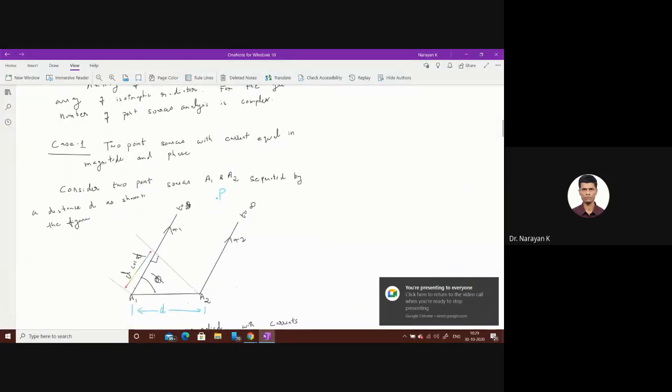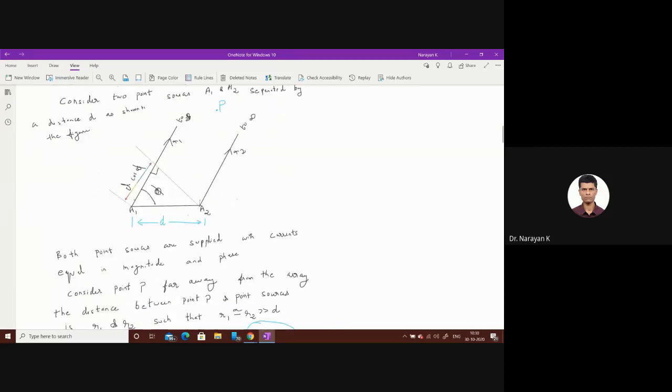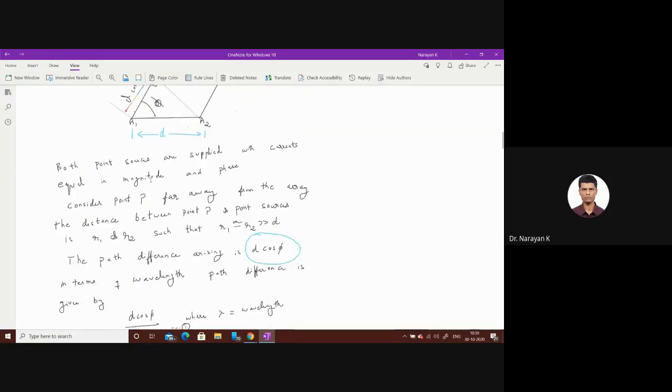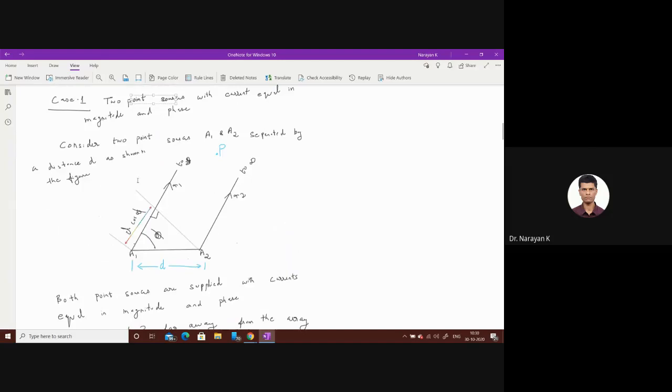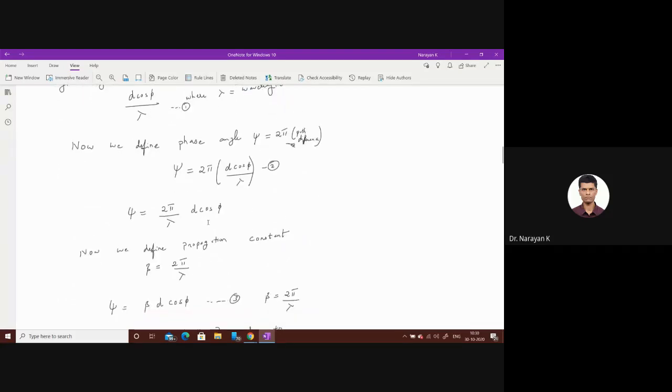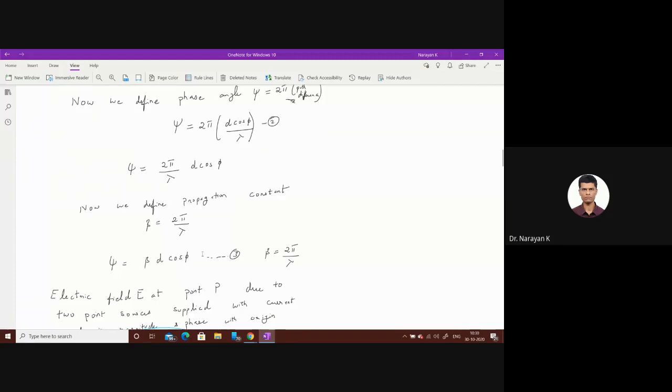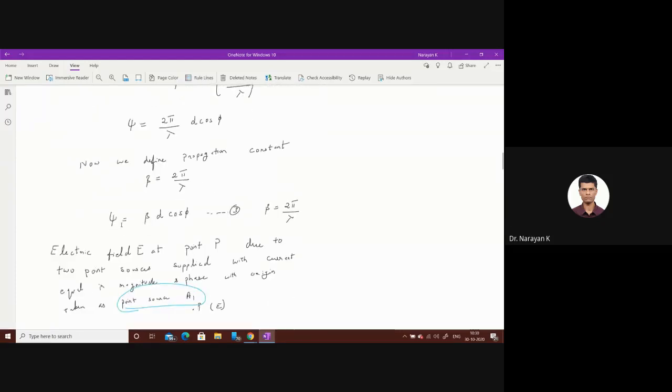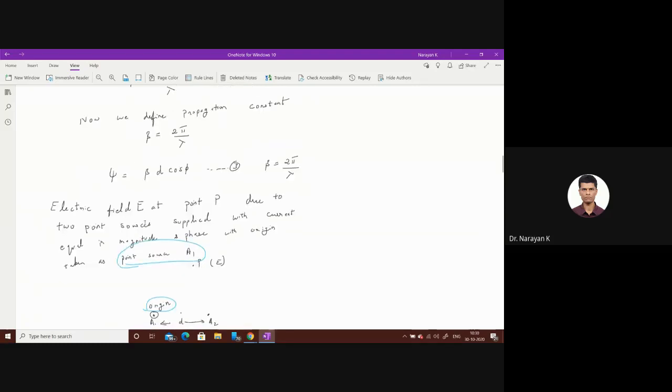First we do case 1: two point sources supplied with currents of equal magnitude and equal phase. We have considered two point sources where the reference point is taken as the point A1 itself, and we have considered a faraway point P and found the electric field there. The path difference is d cos phi, and psi is 2 pi by lambda into d cos phi. We define the propagation constant beta as 2 pi by lambda, so psi is beta d cos phi.